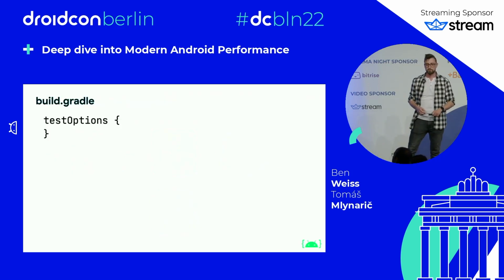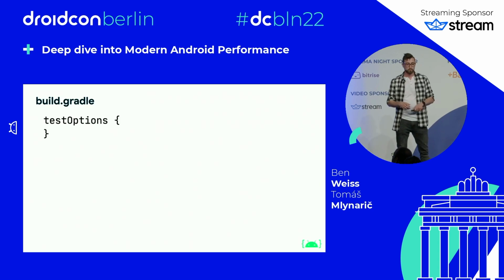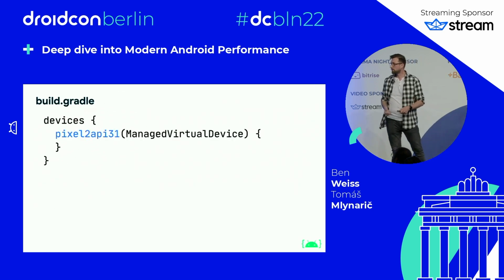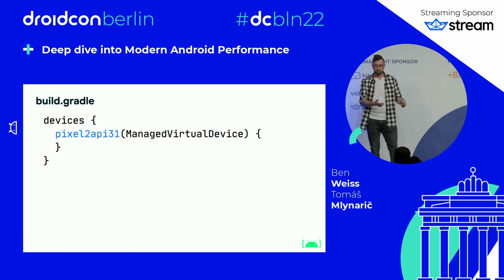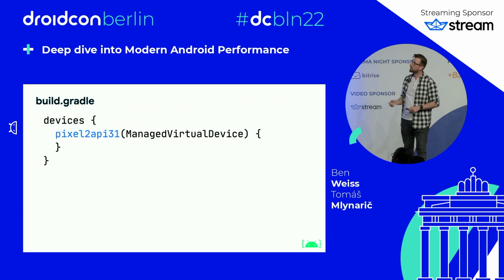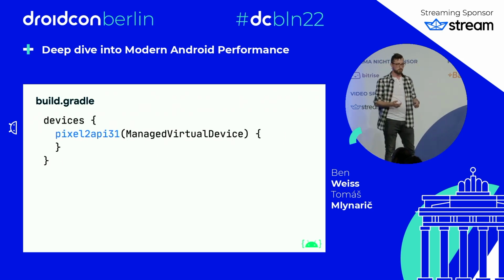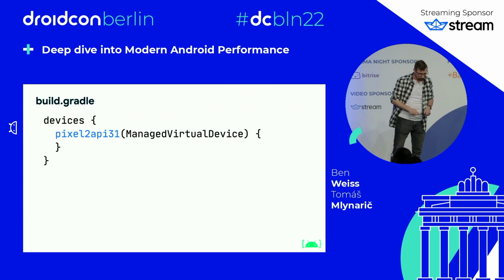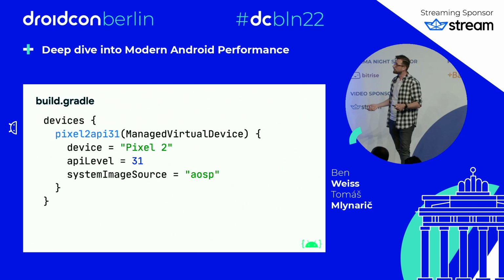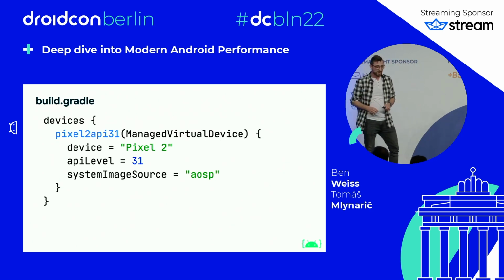To start, in the build.gradle file, within the testOptions block, you specify managedDevices, and within that, you specify the name of the device you want to use. Here it'll be Pixel 2 API 31, but it could be my awesome Gradle managed device. Then you need to tell it what type of block it is. Here it is a managed virtual device. And you specify the details: the device will be Pixel 2, the API level, and then the system image source, which is AOSP, which is capable of running in a rooted mode. And then you can run it.